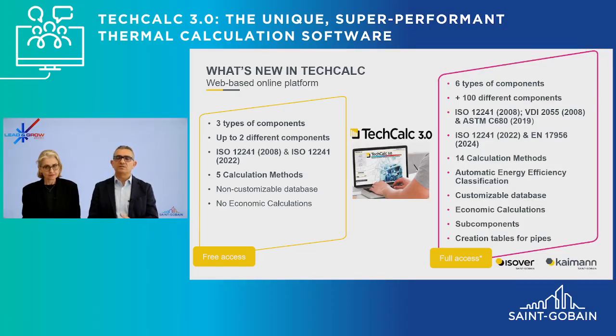We have included 14 calculation methods divided in two ways. It's now possible to classify automatically the energy efficiency classes and customize the database. We have improved some calculation methods, such as economic calculations, and we have included 2 new features: subcomponents and creation tables for pipes. We will talk about that later on.